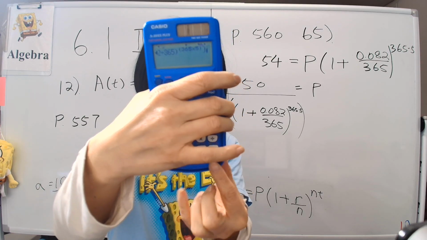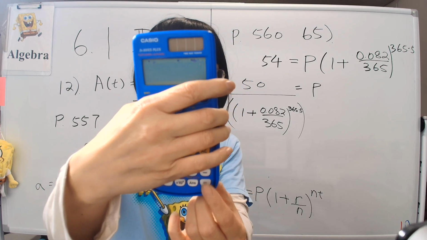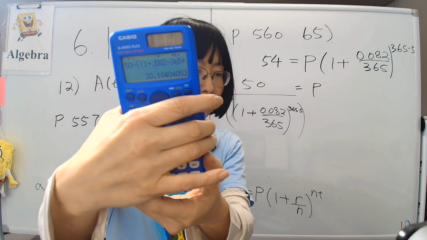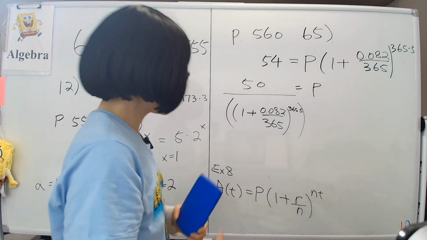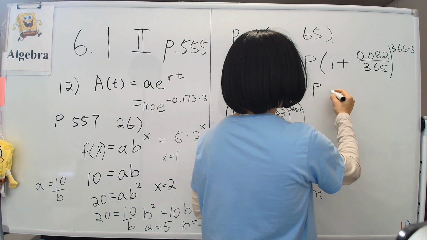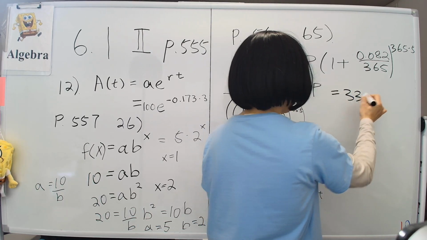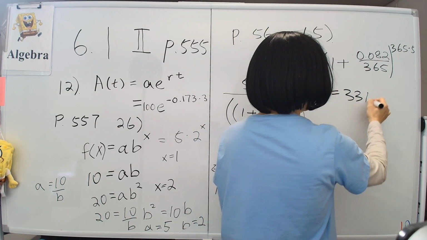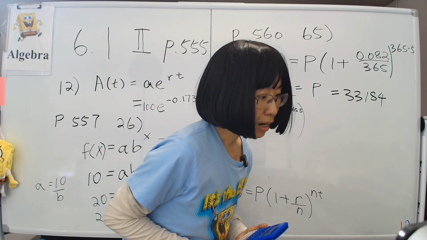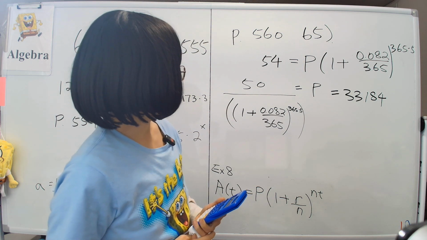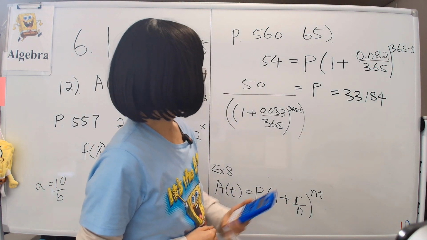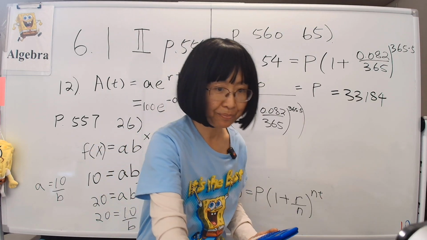Let's push the equal button, and we get 33,184. So the principal the guy should invest would be $33,184. Let's make it complete, and that should be the right answer. No, the book has a different answer. Why is that? It's similar. They said 35. Let me check to see if I messed up.